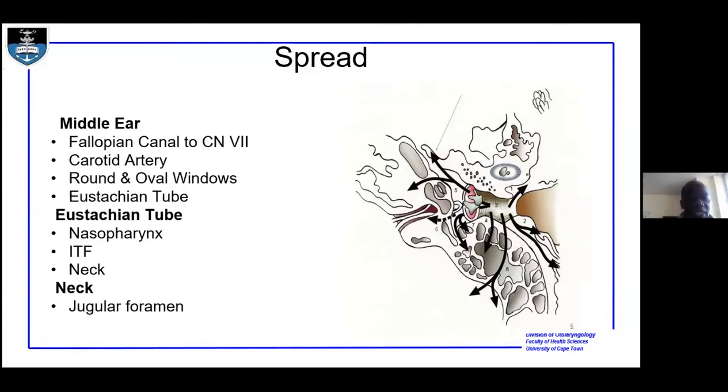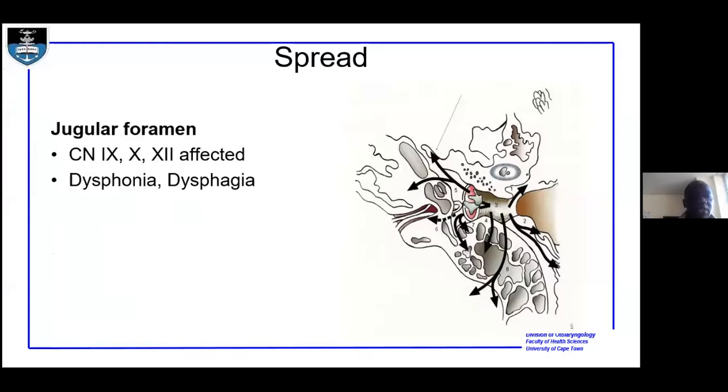And then from the neck, it can spread into the jugular foramen. And in the jugular foramen, that's where cranial nerves will be involved, especially cranial nerves 9, 10, and 12. And these patients will then present with dysphonia and dysphagia.